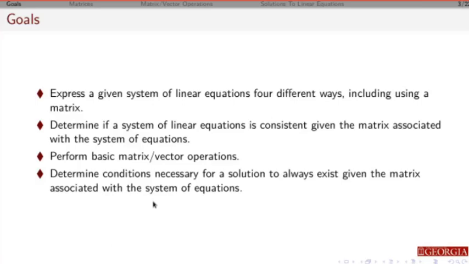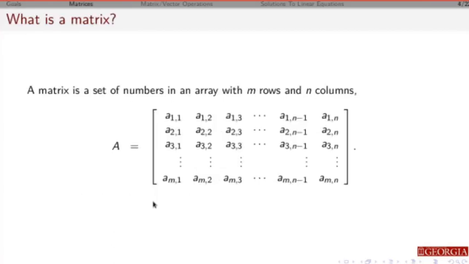Okay, so in terms of what we expect you to be able to do: take a linear system of equations and express it four different ways, and the new way that we have is using a matrix. We expect you to look at the matrix and determine whether or not the system is consistent and figure out how many solutions, if any, are available to you. And we expect you to be able to perform some basic matrix vector operations. And finally, we expect you to figure out what conditions are necessary for there to always be a solution given the matrix A for a system of equations.